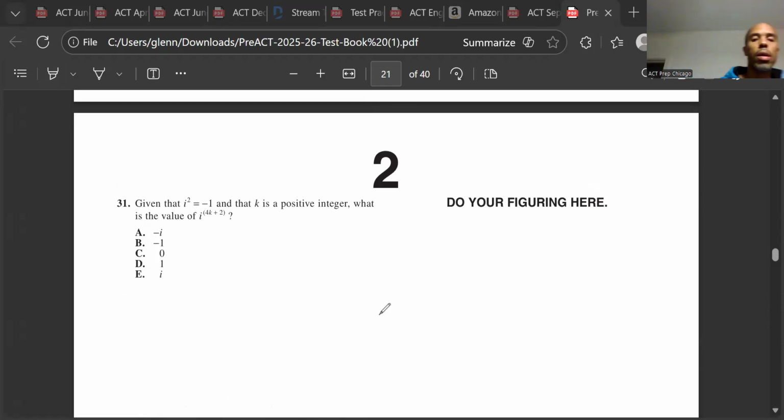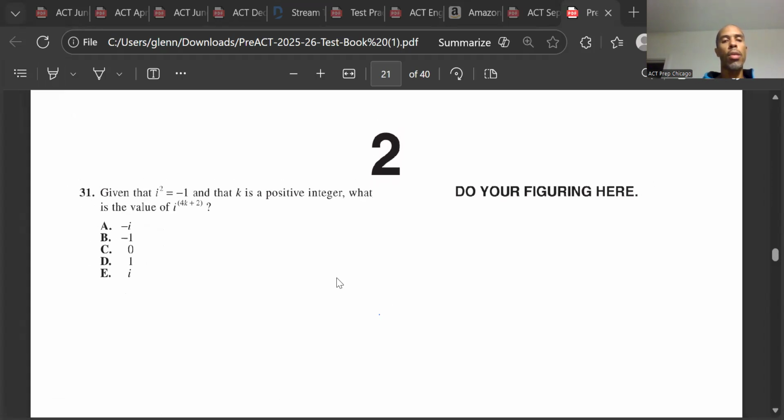All right. Given that i squared equals -1 and k is a positive integer, what is the value of i to the power of 4k plus 2? Okay, and they say i squared is -1 and k is a positive integer. I feel like I did this one before for a student.